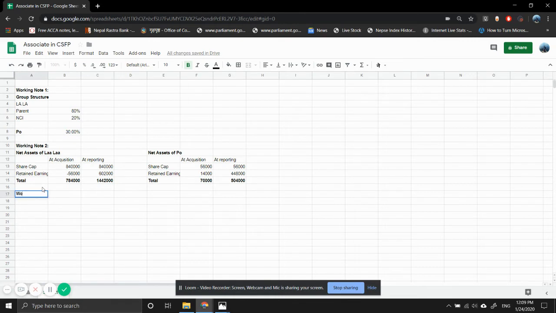And then now let's move on to working note 3. So this would be calculation of goodwill. Let's merge this cell up so that it just looks good. So how do we calculate goodwill? So we first of all take cost of investment, and then fair value of non-controlling interest, and then you add this up and subtract less net assets at acquisition, which is the value that we calculated in working note 2.